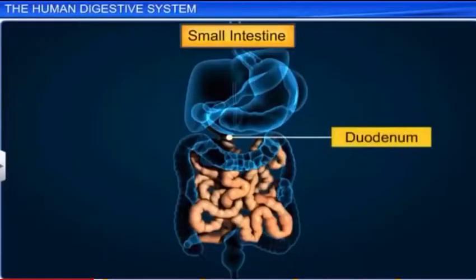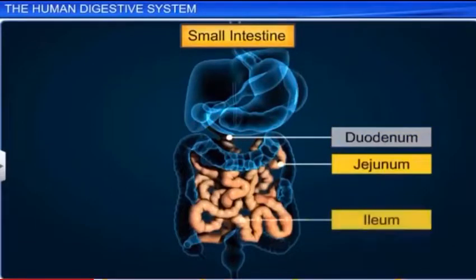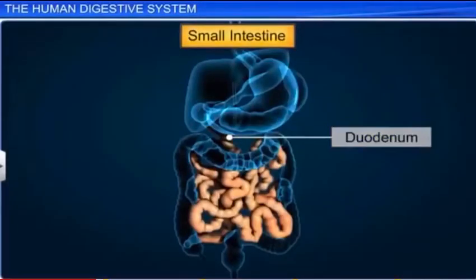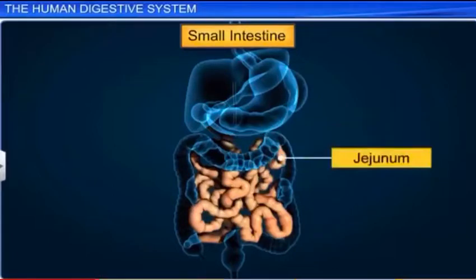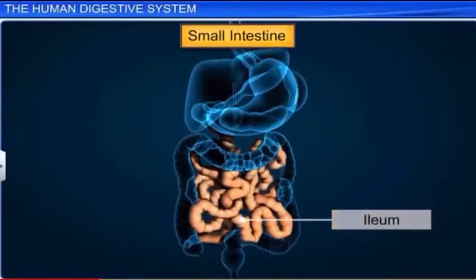The duodenum is followed by the jejunum and ileum that make up the rest of the small intestine. While the duodenum is the short, U-shaped portion, the jejunum is the long, coiled portion. The ileum, on the other hand, is a highly coiled region that opens into the large intestine.